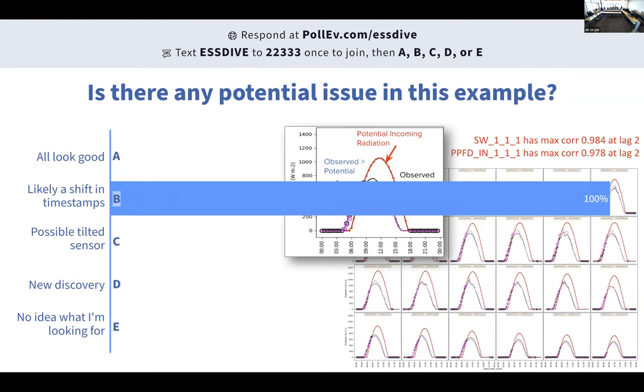It's probably hard to see, but this pattern is consistent across all the windows here. For every 15-day window, you're seeing a very similar thing for the shift, and also higher radiation than potential incoming radiation.